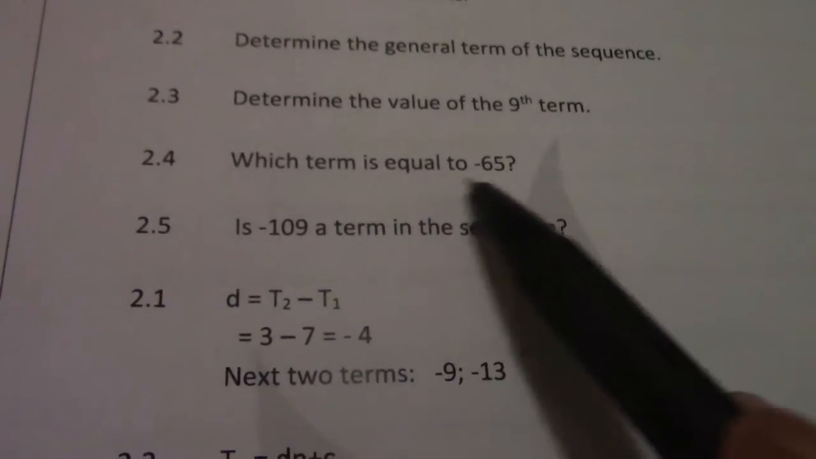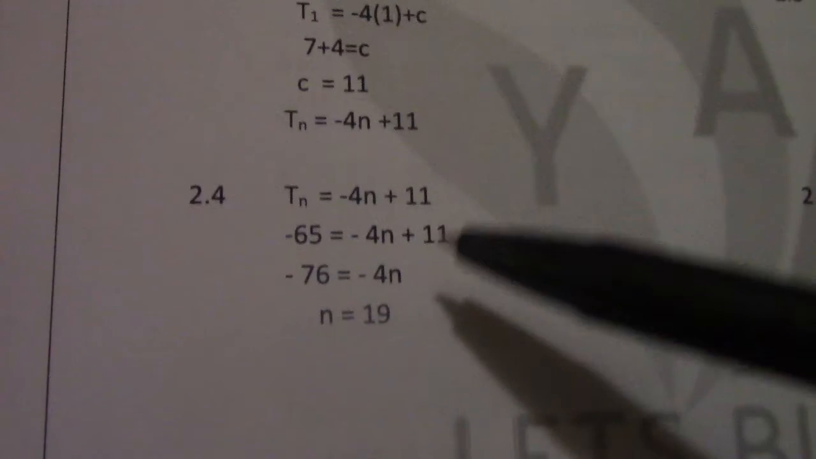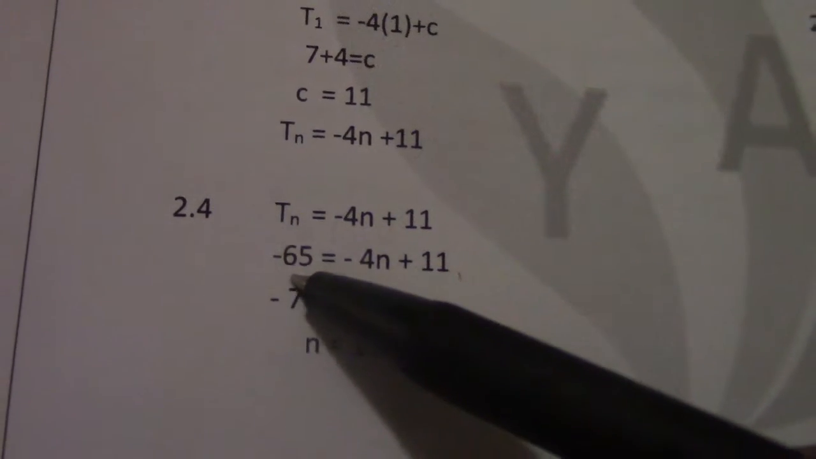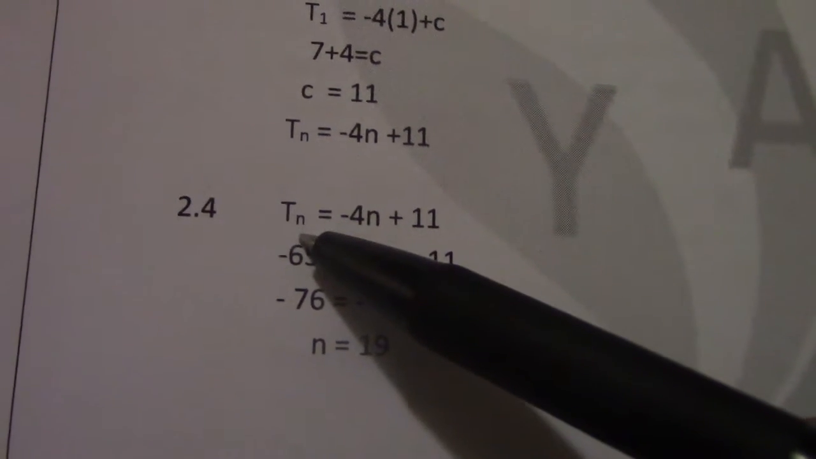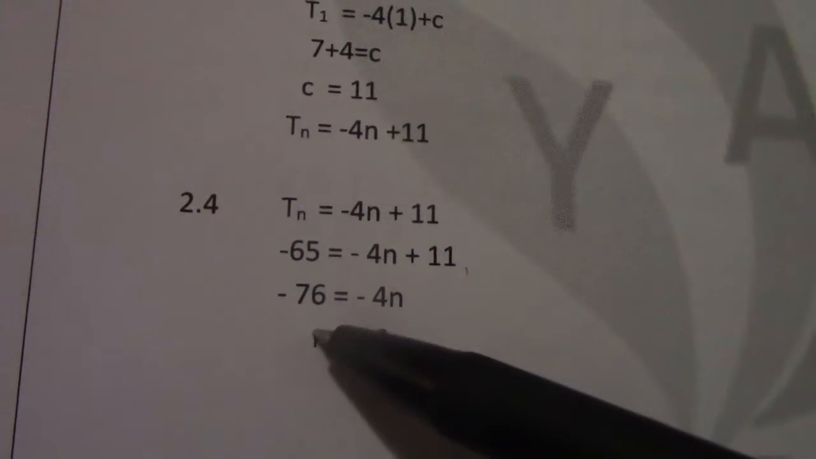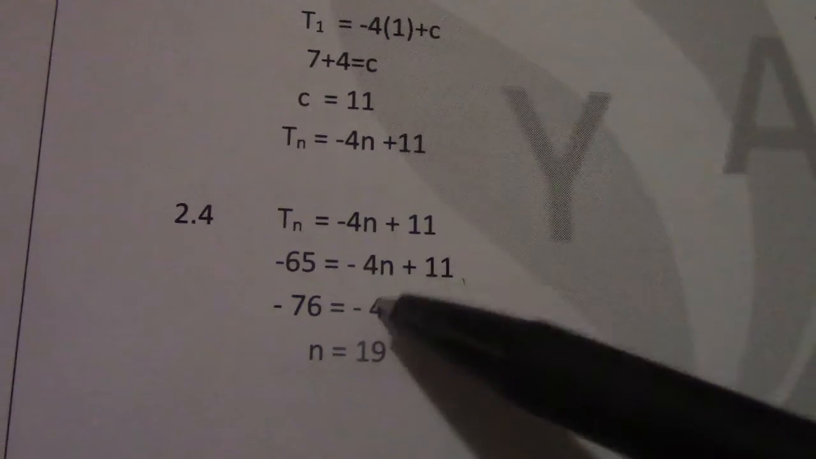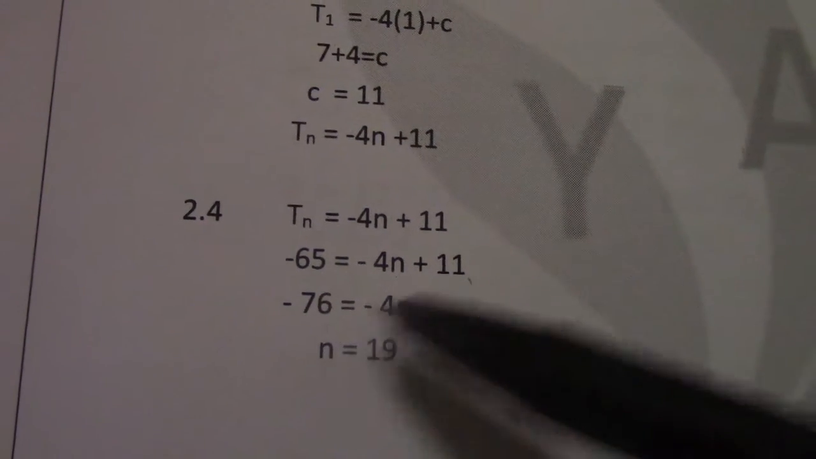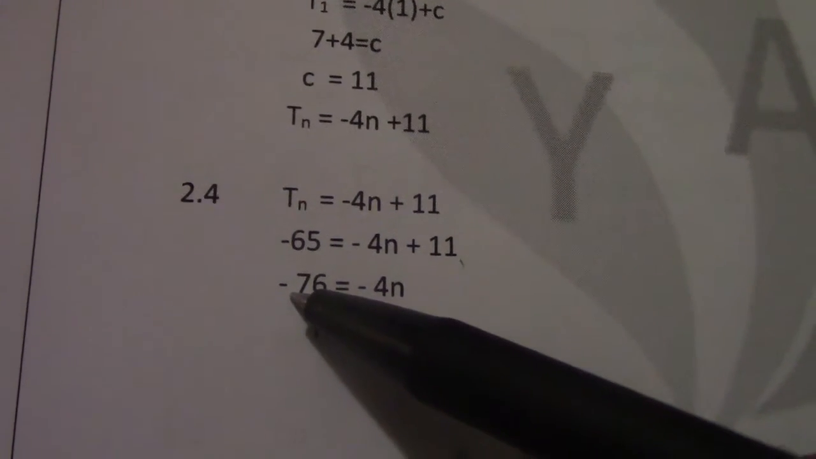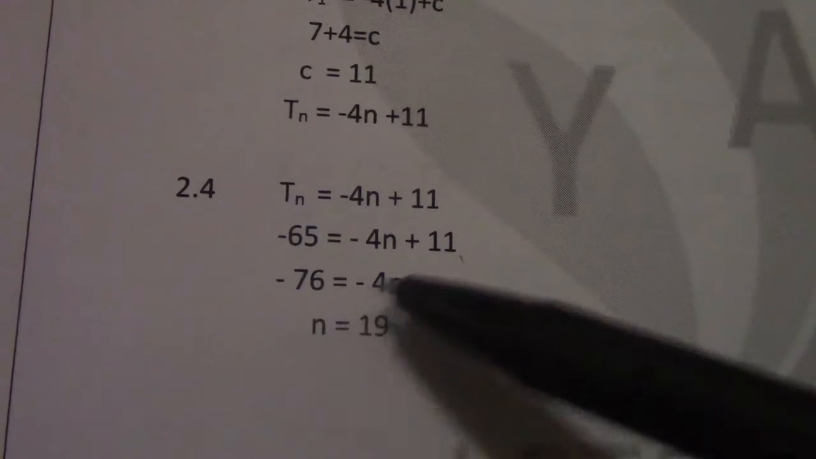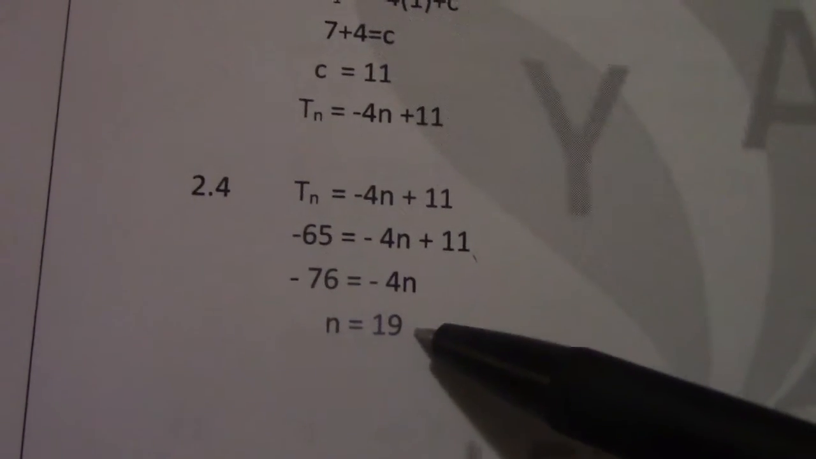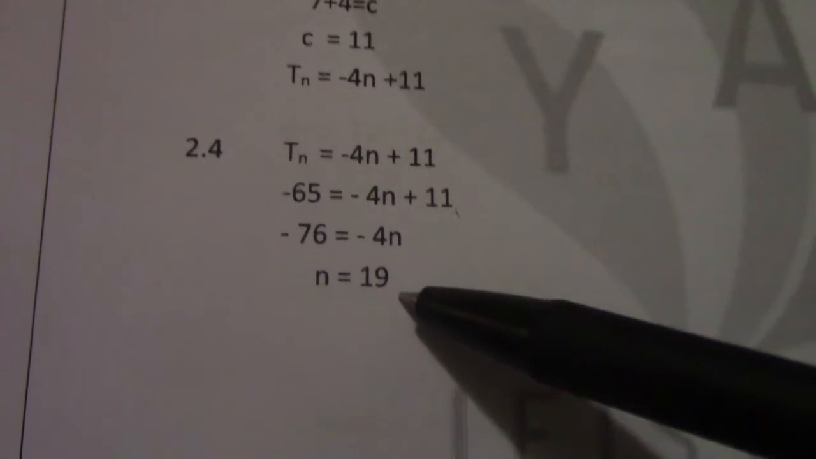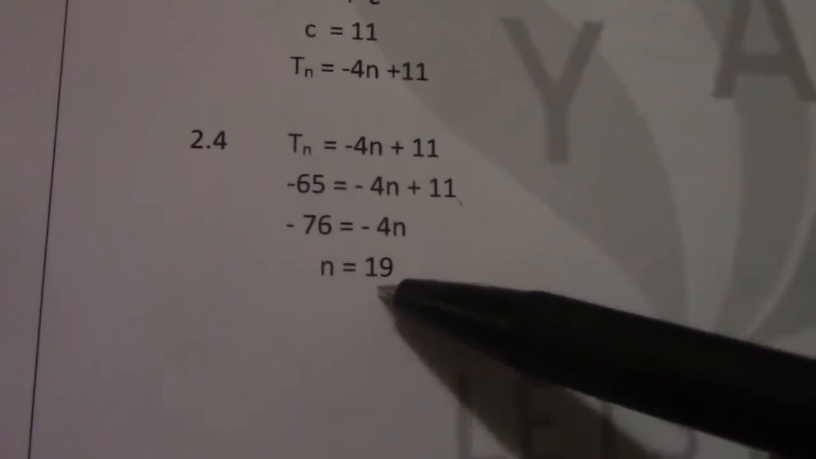2.4, they want to know which term is equal to minus 65. So now Tn becomes minus 65, because we're trying to find the value of n. So minus 65 = minus 4n plus 11. If I take 11 across, minus 65 minus 11 gives me minus 76. Minus 4n equals that. If I divide, n equals 19. As you can see, n must always be positive. So effectively, term 19 equals minus 65.